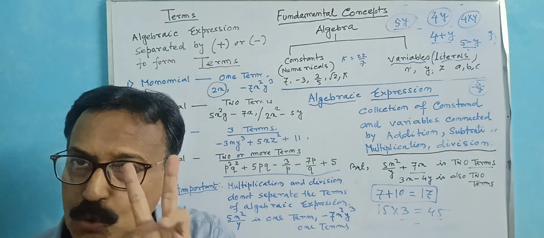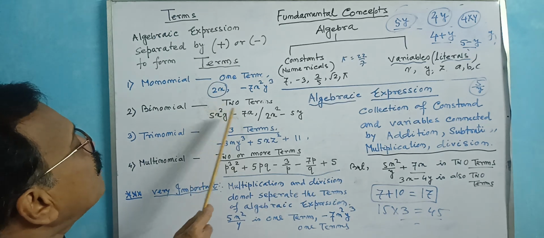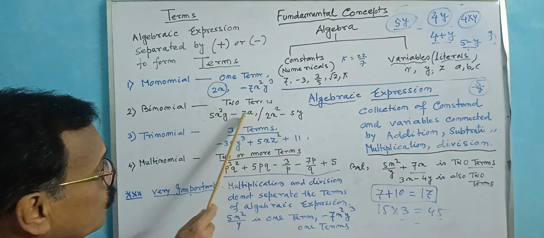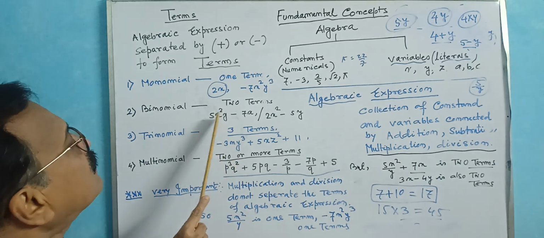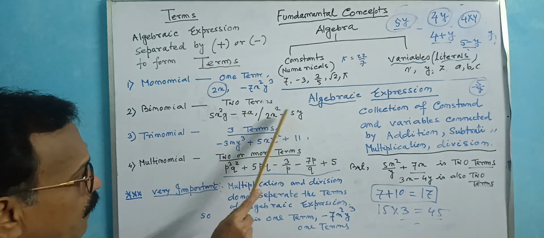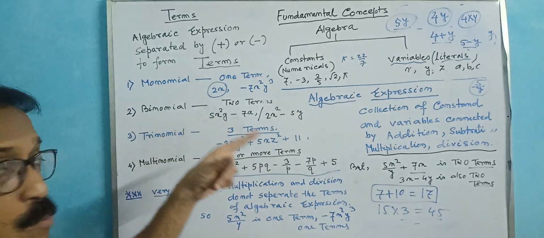Now, binomial is two terms. Two terms. One is 5x square y. This is one term and separated by minus. So this total is two terms, first term and second term. Here is also an example, first term and second term, two terms are there. This is called the binomial.